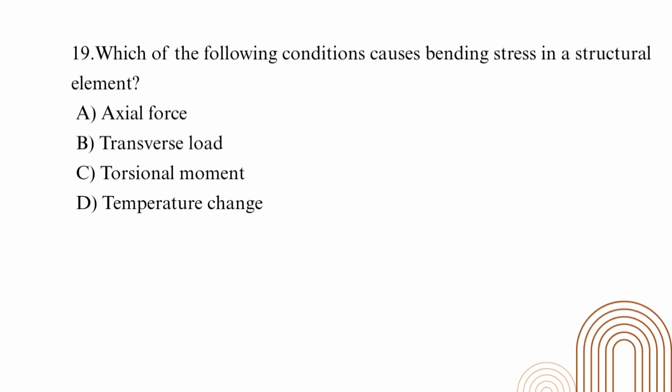The next question, number 19. Which of the following conditions causes bending stress in a structural element? And options are: option A, axial force; option B, transverse load; option C, torsional moment; and option D, temperature change. And the correct answer is transverse load. Transverse load causes bending stress in the structural element.